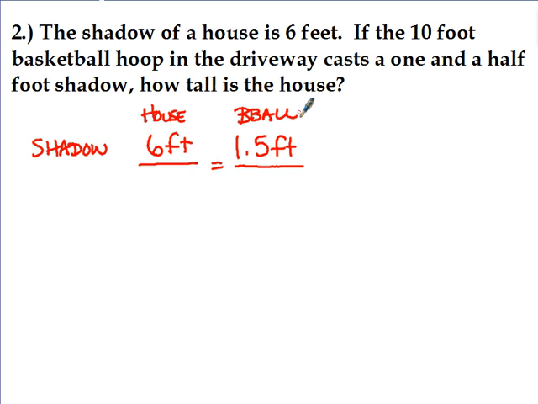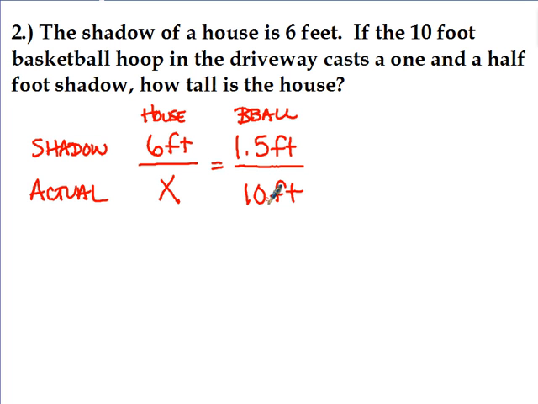Now, the actual height, we don't know what the actual height of the house is. That's what we're trying to find. But the actual basketball hoop is 10 feet tall. We would set it up like that. So you can see I have my actual heights on the bottom, my shadow heights on the top, and then this fraction is for the house, and this fraction is for the basketball. Okay, or the basketball hoop.